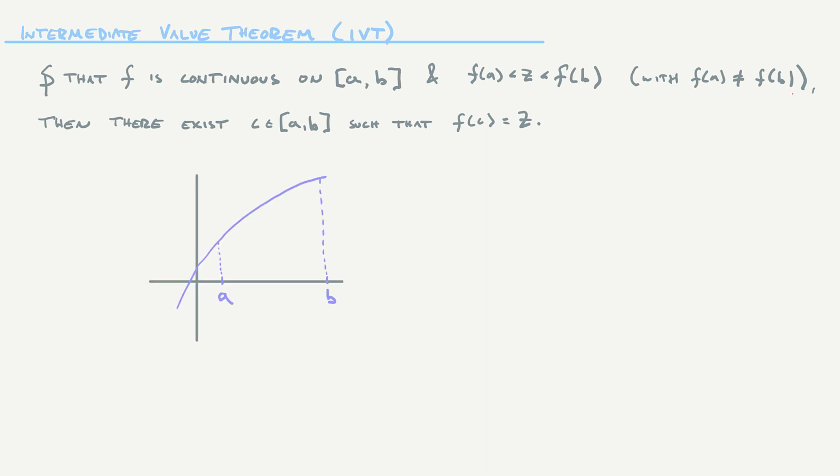So let me try to explain this pictorially. Here's kind of what's happening. We've got this function, and it seems to be continuous further beyond a to b. But let's say that we only care about what's going on from a to b.